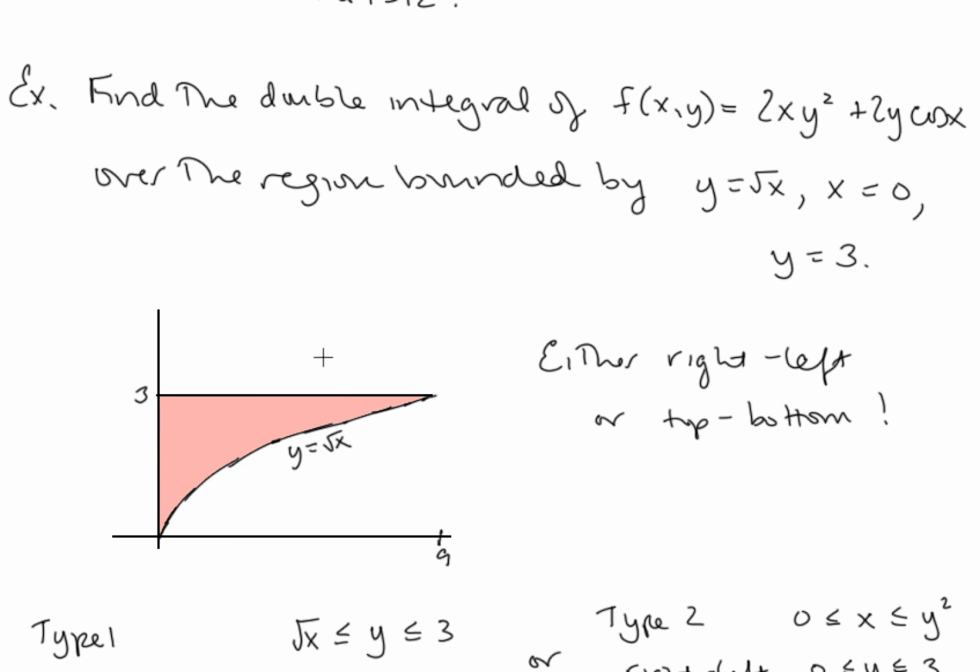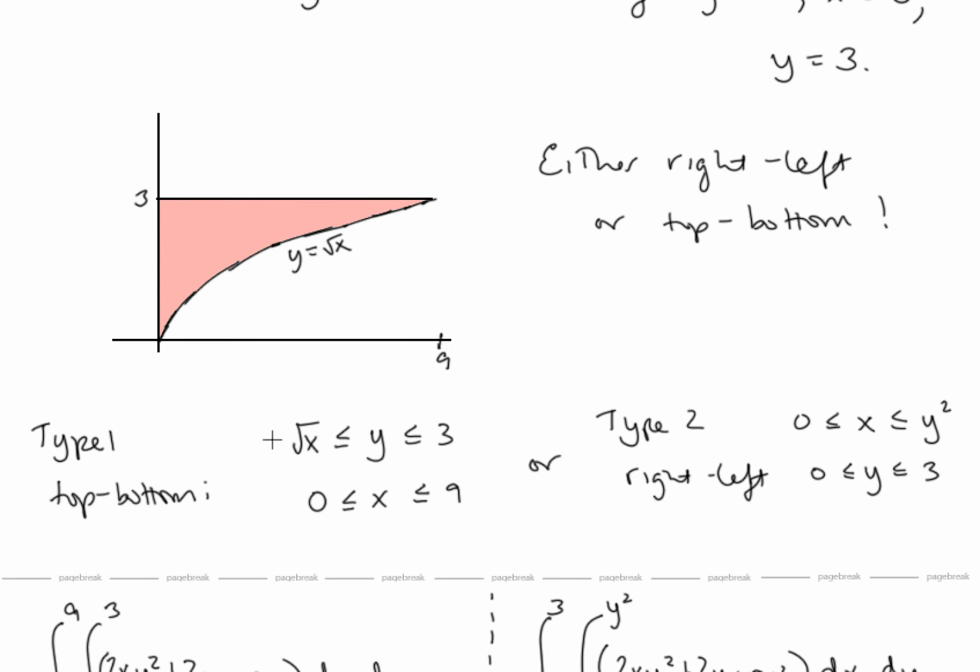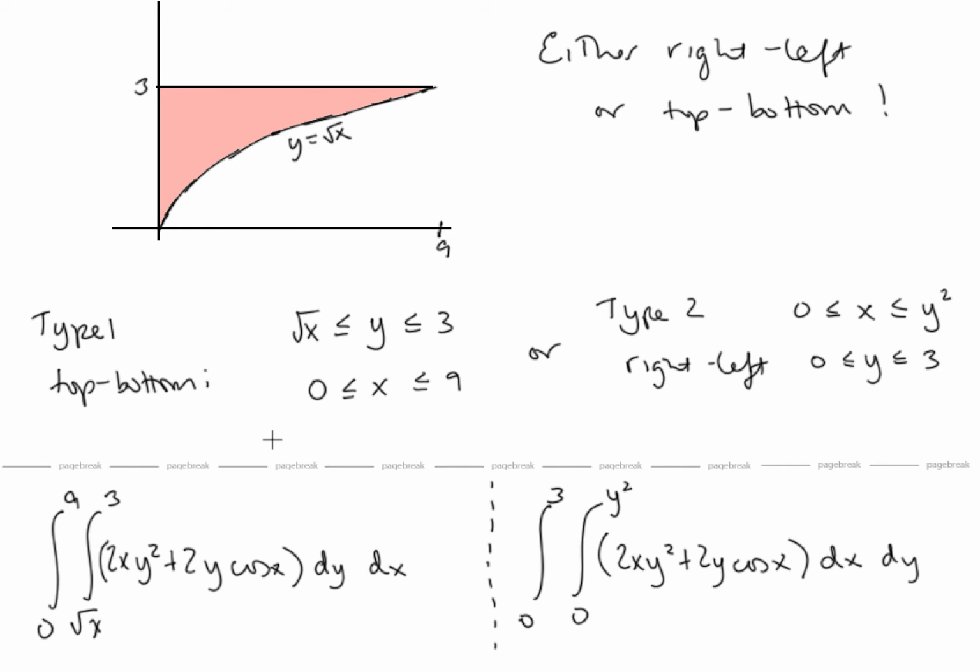And we recognize that this could be a right to left or a top to bottom. So we could set it up either way or both ways and see if maybe one of the integrals is easier than the other. So we'll set it up both ways. As a type 1 top to bottom, we've got y equals radical x and y equals 3 as the bounds on y, so we have y between radical x and 3. And then we have x going from 0 to 9. So that integral is going to look like this. Again, we're integrating on y first because y has an x in its bounds.